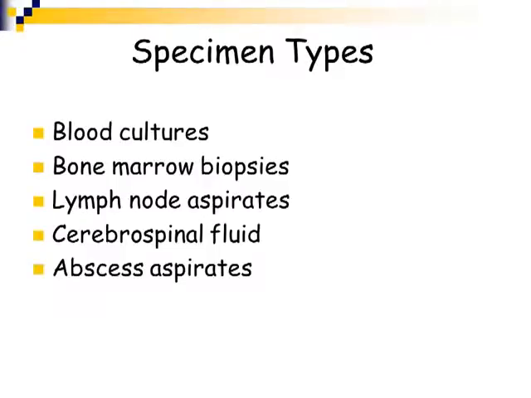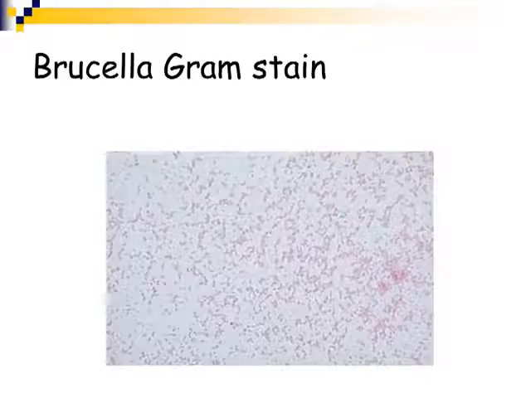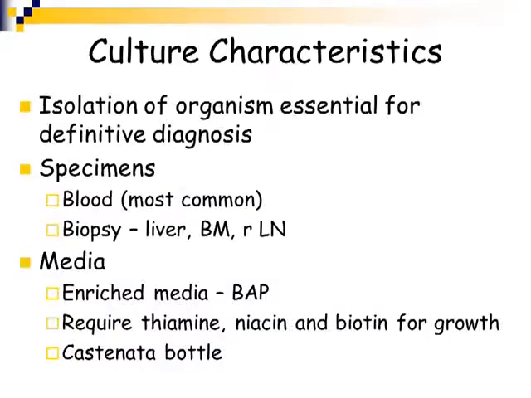The most common specimen types that you would get in the clinical lab that would contain Brucella would be a blood culture, a bone marrow biopsy, a lymph node aspirate, a cerebrospinal fluid, or an aspirate from an abscess. And here is a gram stain of Brucella, very, very light staining, teeny tiny rod. So in order to definitively diagnose Brucella, you really need to grow it up, culture it, isolate it. And blood is going to be, without a doubt, the most common specimen you would isolate Brucella in.